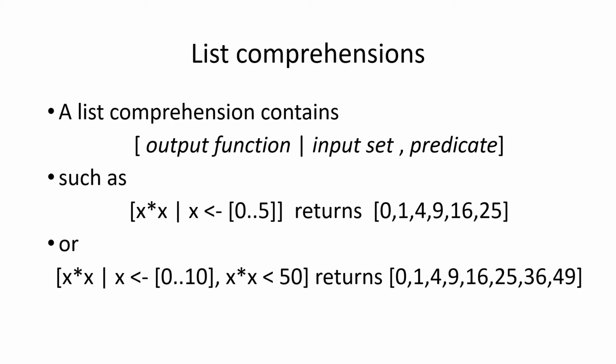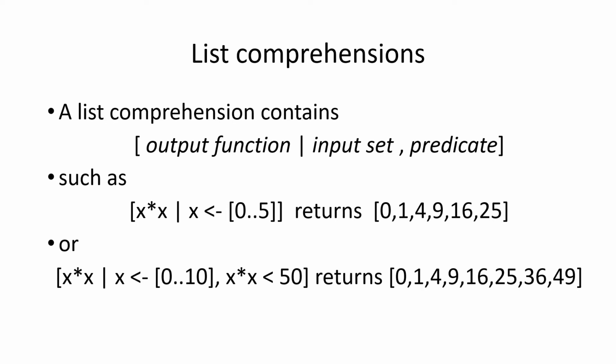List comprehensions are a method of creating a list from a given function along with the input set and a predicate determining if those values should be included. So in the example here, we have a list which is 0 to 5, and we pick from that list the value x, and then the output function is just x squared. And that returns all the squares of the numbers from 0 to 5.